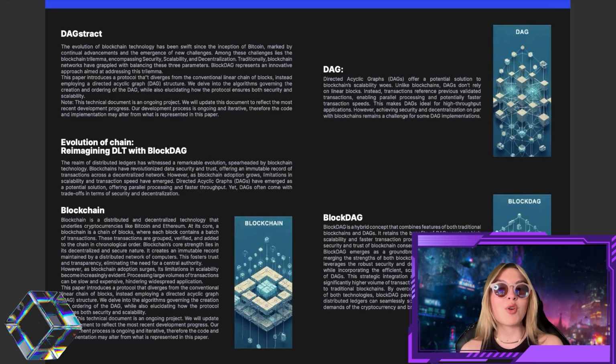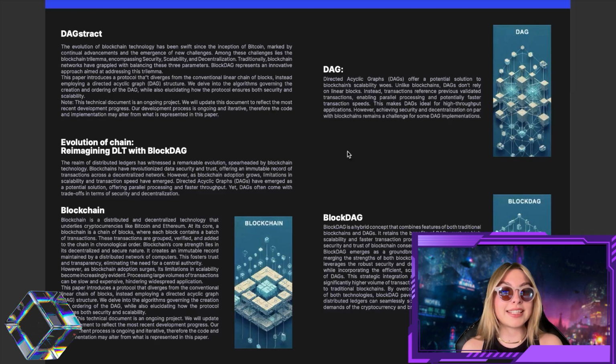So down below we have more about blockchain. It's a distributed and decentralized technology. It underlies cryptocurrencies like Bitcoin and Ethereum, and at its core, it's a chain of blocks where each block contains a batch of transactions. So it's literally simplified everything bit by bit, explaining what actually goes on, even in the simplest of terms, so that you really can understand and comprehend what the point of it is. Blockchain's core strength lies in its decentralized and secure nature, and it creates an immutable record maintained by a distributed network of computers, which fosters trust and transparency, eliminating the need for a central authority. Now, it goes on to explain more about that.